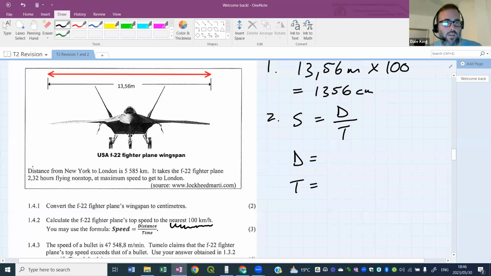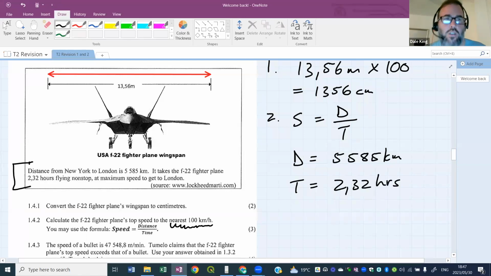They're obviously talking about this piece of text here from New York to London. If you look in that text, it says the distance from New York to London is 5,585 kilometers. Well, we need a time. Well, they tell us the time is 2,32 hours. Please note, Kia is being very quiet because I've been doing it every time. Usually, she reminds me to write the units. I've written units everywhere. Okay, guys, please remember to write your units, especially for a question like this.